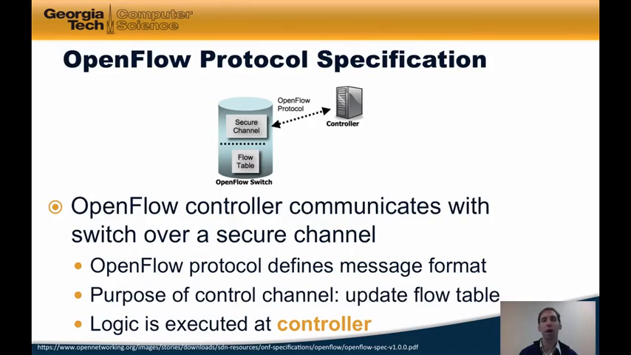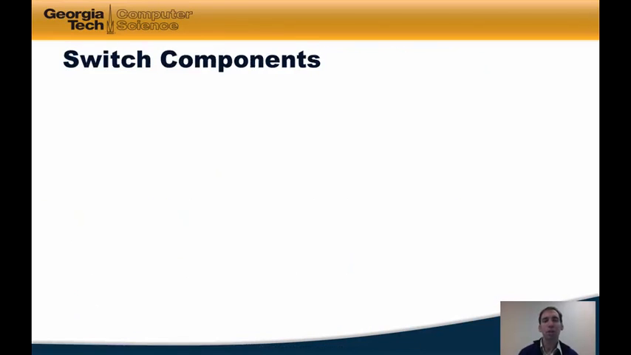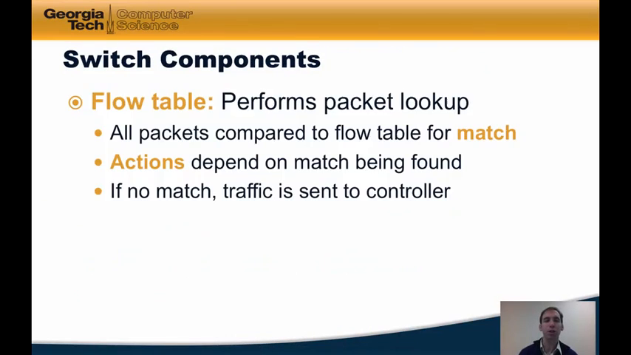Let's take a closer look at certain aspects of the OpenFlow protocol specification. The protocol specification defines 2 switch components. The first is the flow table. The flow table performs packet lookup. The lookup function compares the fields in each packet to a flow table that resides in the switch and looks for a match. In other words, it looks to see whether or not the headers of the packets that are passing through the switch match any of the entries in the switch's flow table.